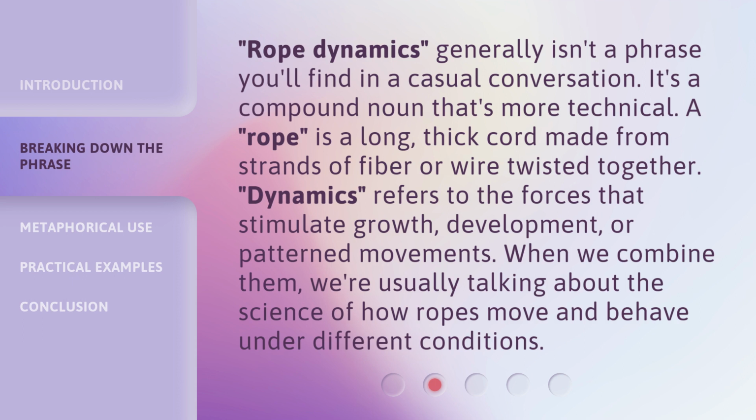A rope is a long, thick cord made from strands of fiber or wire twisted together. Dynamics refers to the forces that stimulate growth, development, or patterned movements. When we combine them, we're usually talking about the science of how ropes move and behave under different conditions.